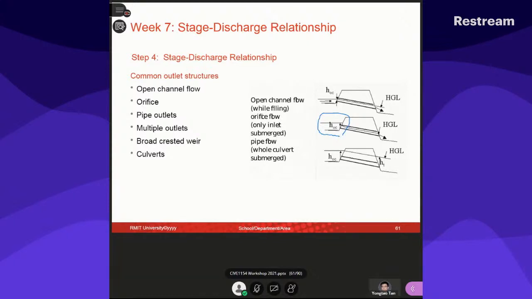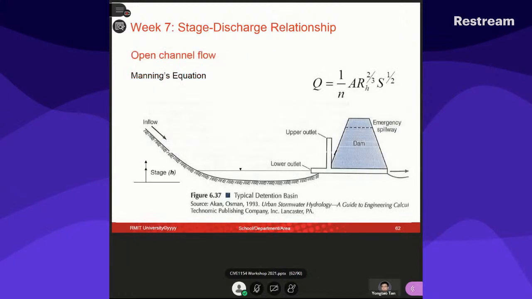So these are the three different channels. We'll use different equations for these three different outlet structures. Now for the open channel, this slide is showing the open channel, and we use Manning's equation. We already talked about that in the rational method, where we need to determine the time of concentration, so we use Manning's equation.